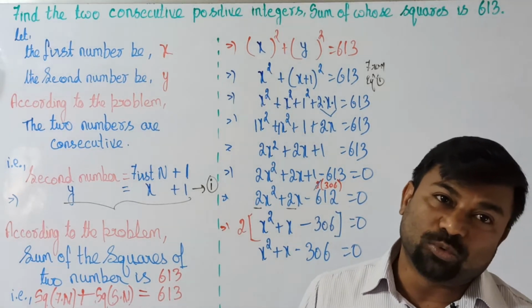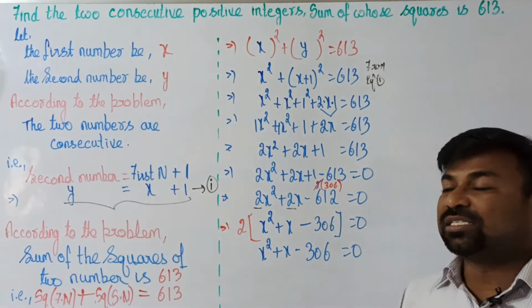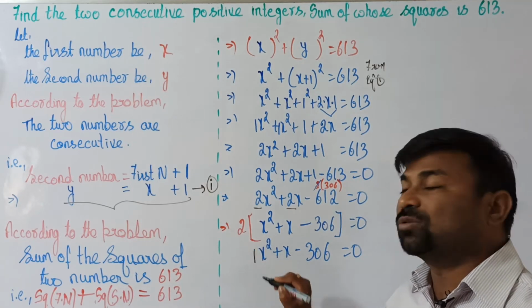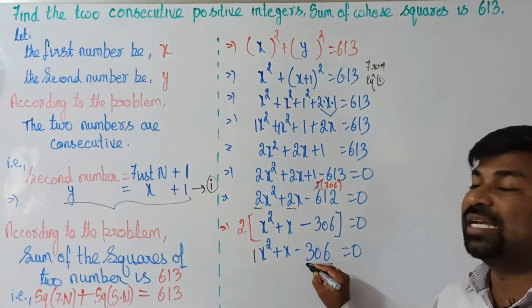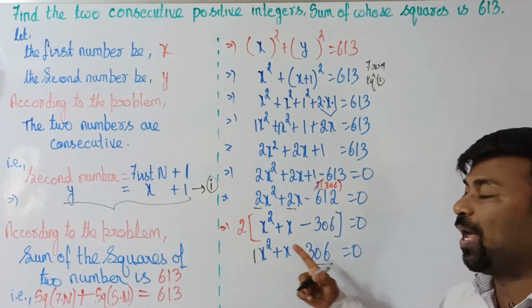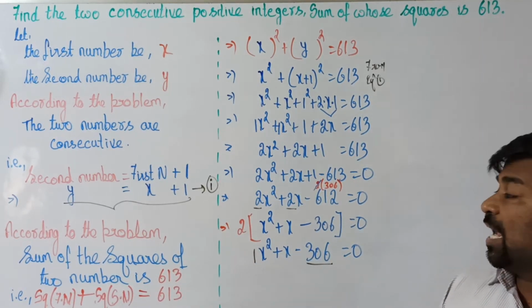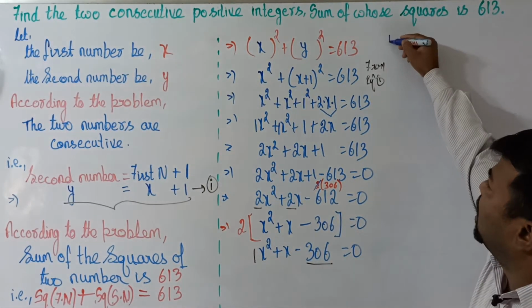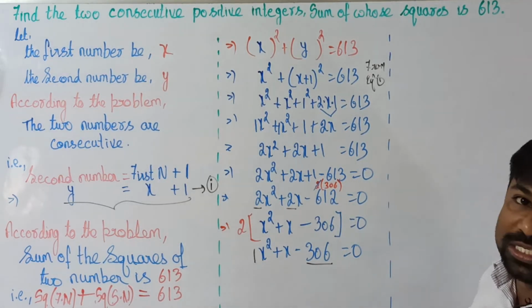We got a quadratic equation now. Now let's factorize. The coefficient of x squared here is 1 and the constant here is 306. Let's multiply these two, so what we get is 1 into 306, which is nothing but 306.